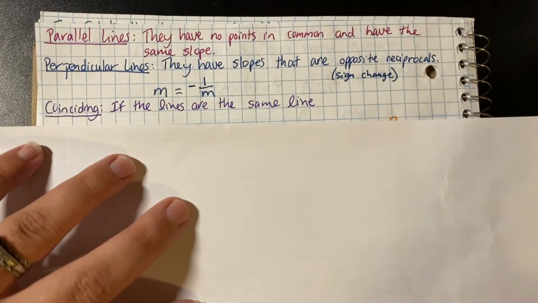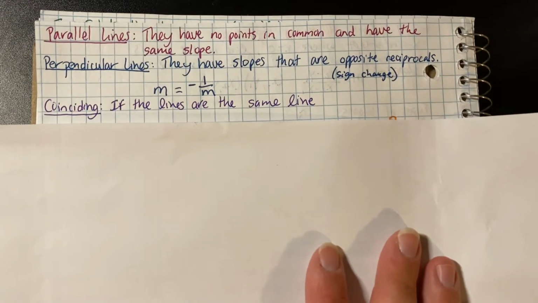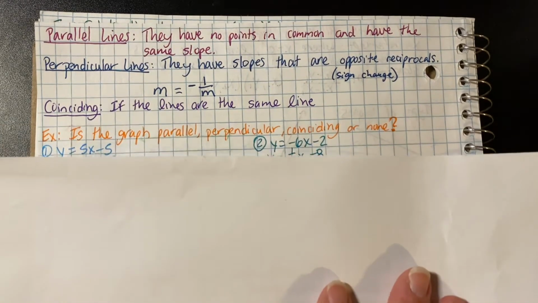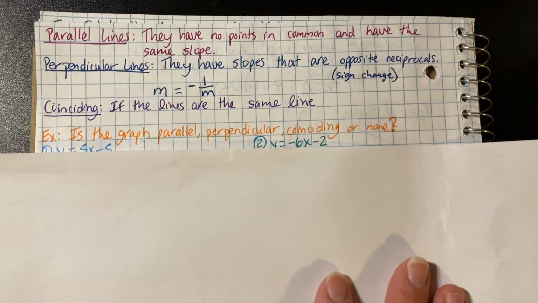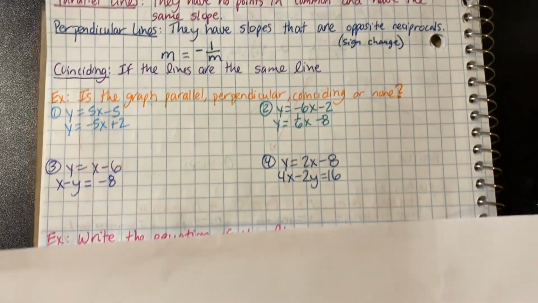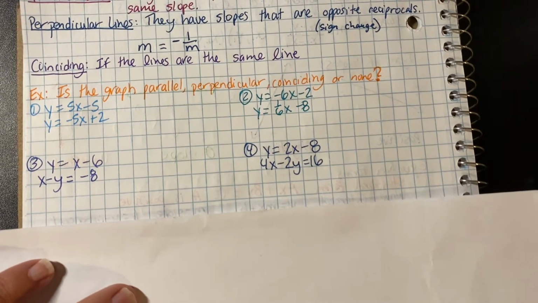All right, and then we would say that things are coinciding if they are the exact same line. So is the graph parallel, perpendicular, coinciding, or none? So we got 3 sets of lines. I'm going to work through how I would figure these out.